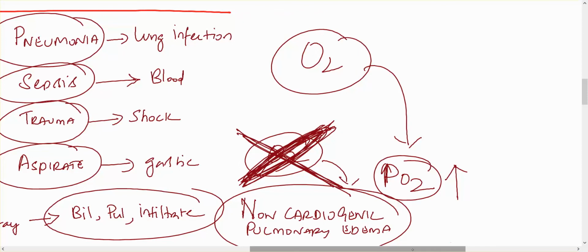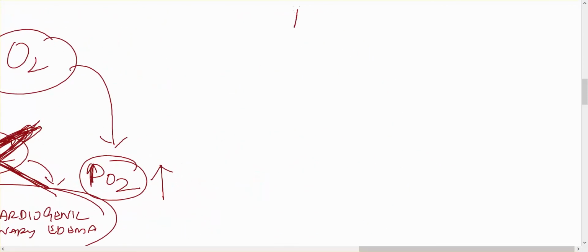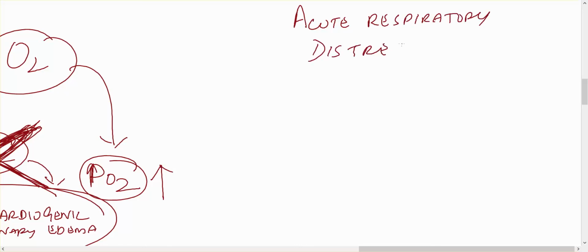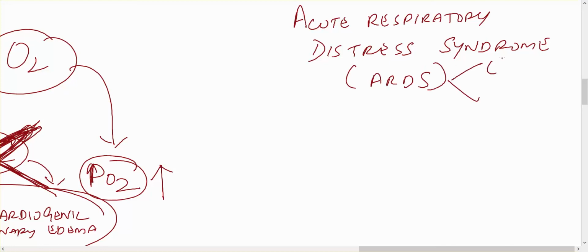So the clinical syndrome of acute lung injury is called acute respiratory distress syndrome. It is called ARDS. Okay, it can be seen in children, and it can be seen in adults. In children, it is mainly due to surfactant deficiency. In adults, it is due to infection or trauma or aspiration of gastric content.